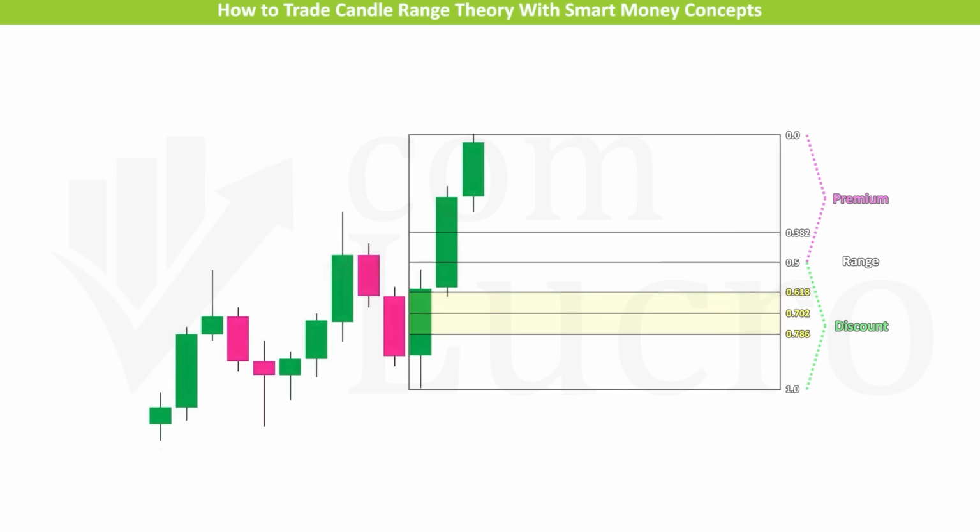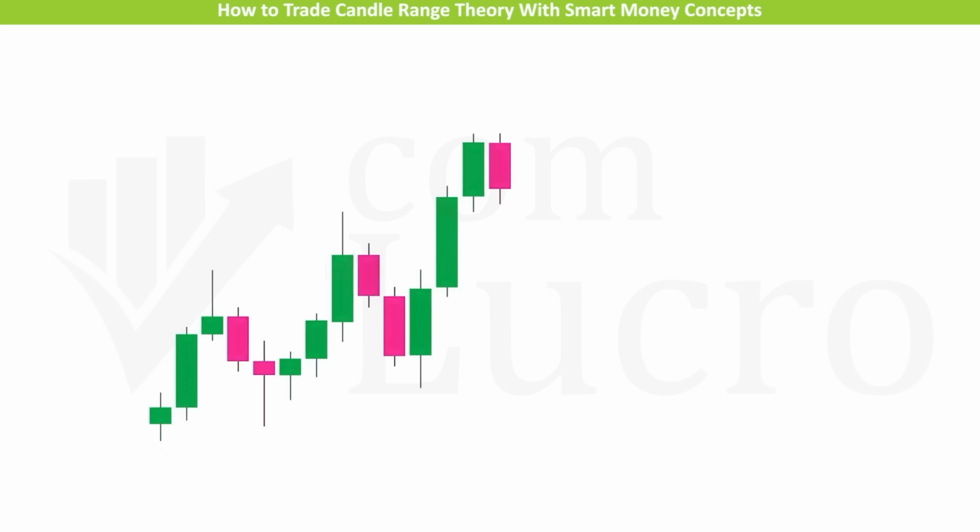From that point, we apply the CRT model only to bearish candles. Since the overall trend is bullish, we mark the high and low of each bearish candle and observe how the next candle reacts. If the next candle breaks below and closes outside the range, the setup becomes invalid and we move on.